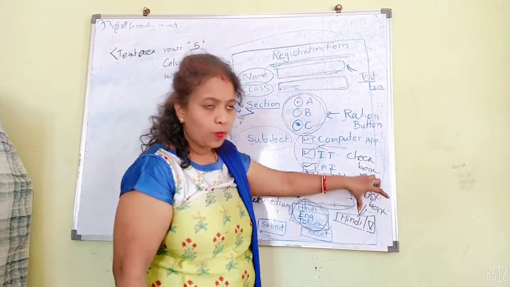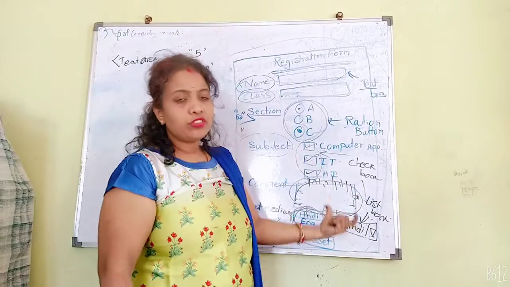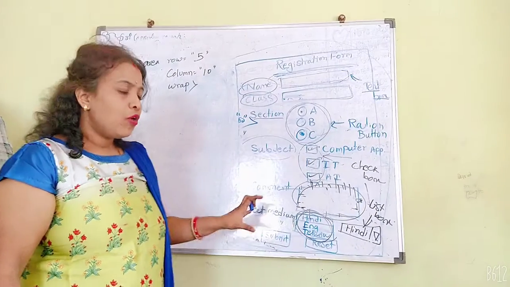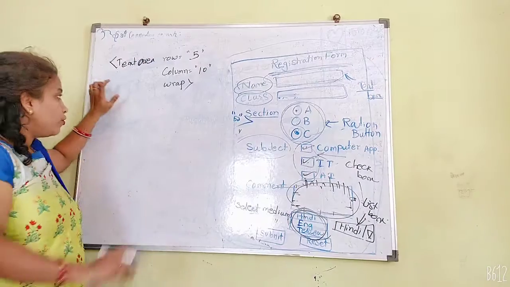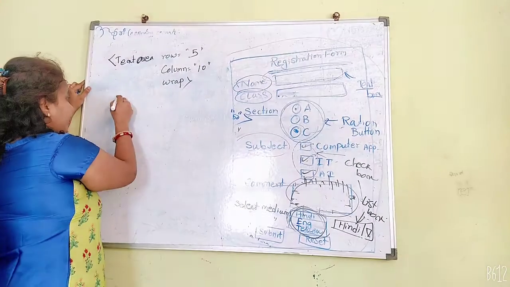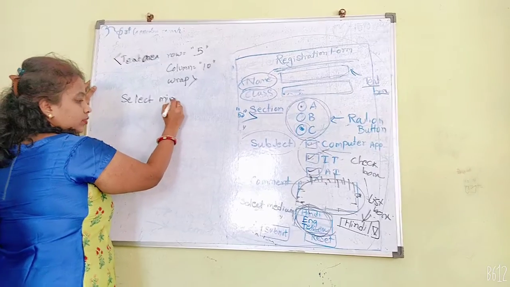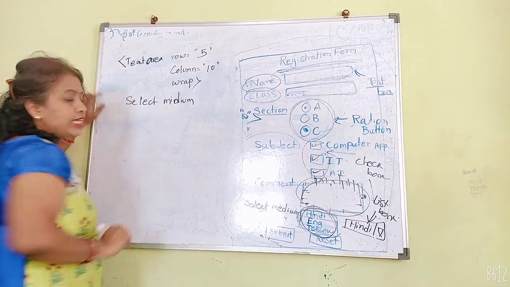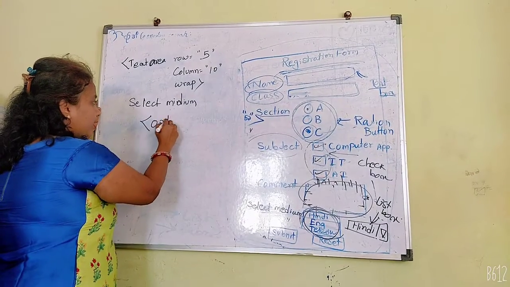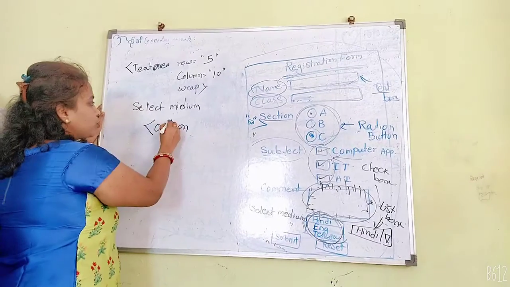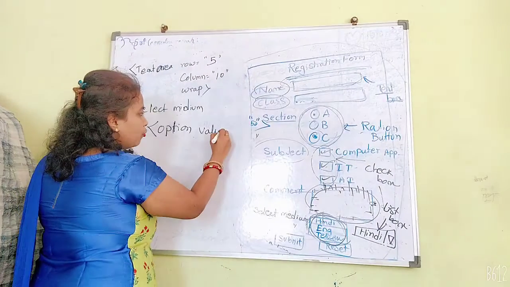When you click on the drop down, it shows so many options in between that, and you have to select just only one. Clear? For that, we are not using the input tag. Here we are using option. I'm writing here select medium. Okay, and then one tag is there, that is option. Option tag is used for the list, and you have to put the value here.